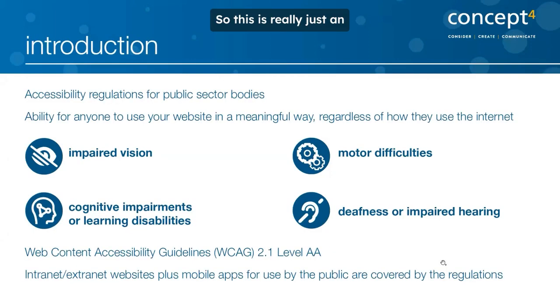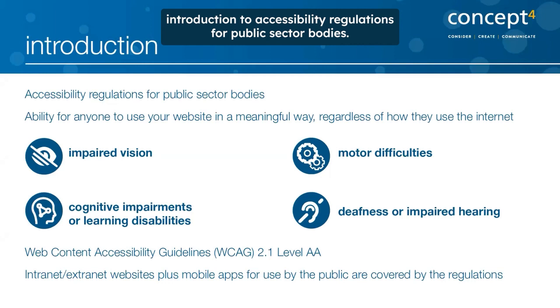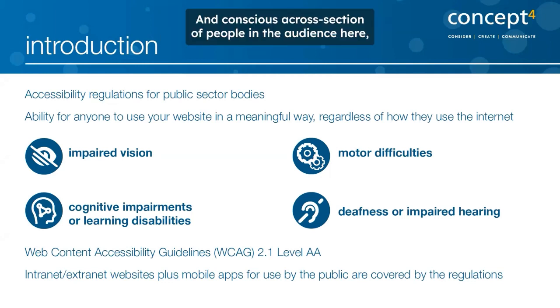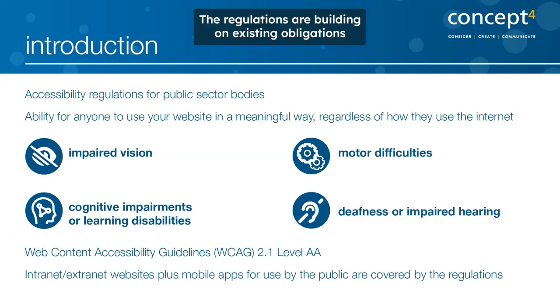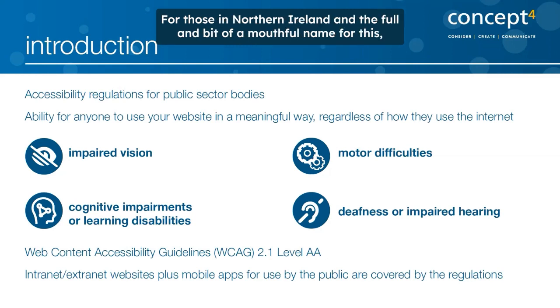So this is really just an introduction to accessibility regulations for public sector bodies. I'm conscious that there's a cross section of people in the audience here, so you may be classed as private sector, you may be a charity, but you should comply with the public sector equality duty. The regulations are building on existing obligations to people who have a disability under the Equality Act of 2010 or the Disability Discrimination Act of 1995 for those in Northern Ireland.